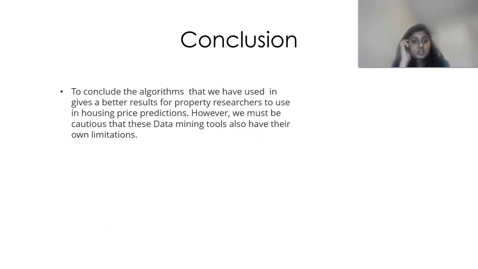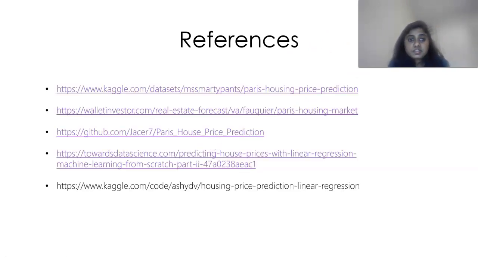In order to conclude, the algorithms that we have used on this data set have given us the best results for property researchers to use in housing price predictions. As we all know, all these data mining tools have their own limitations, so we have to be cautious about this. In the next slide, I have provided all the reference links that I have used while working on this data set, after applying all the algorithms and creating the best model which can predict the best prices for the houses. All these links that I have provided here have helped me a lot in creating the best model.